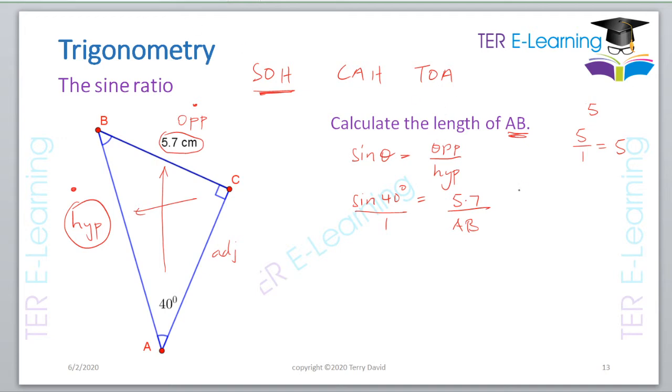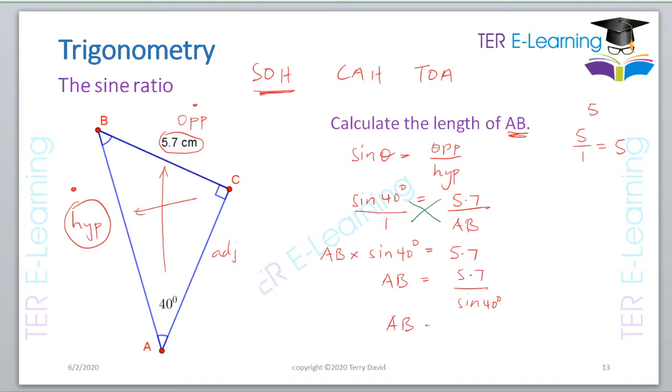Now we're going to cross multiply, so this by this is equal to this by this. Since I want to find AB, I need to have AB on the left-hand side. So I'm going to write AB multiplied by sine 40 degrees. For those of you who've never done this before, this is how we write the statement. We put AB first, then sine 40 is equal to 5.7. So now we're going to work out AB. AB is equal to 5.7 divided by sine 40 degrees.